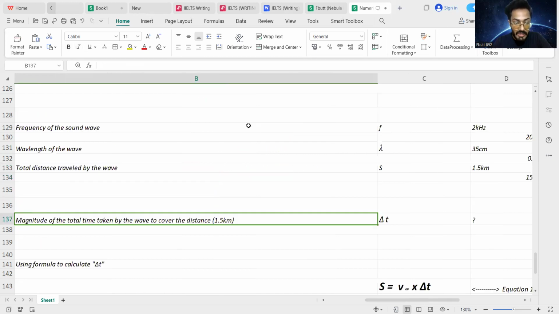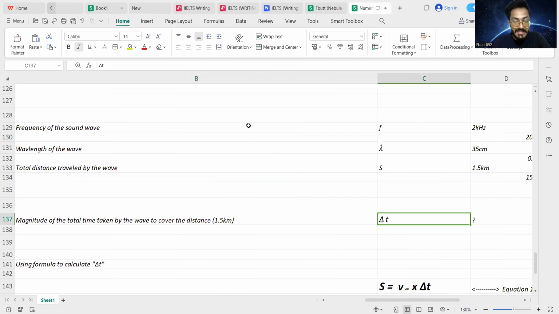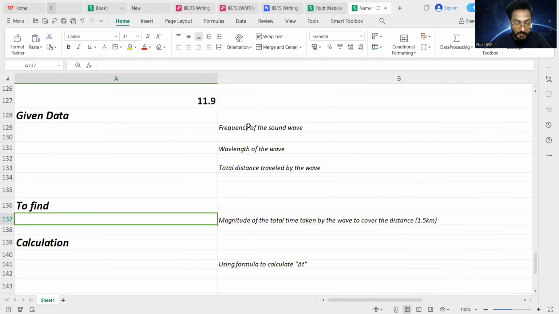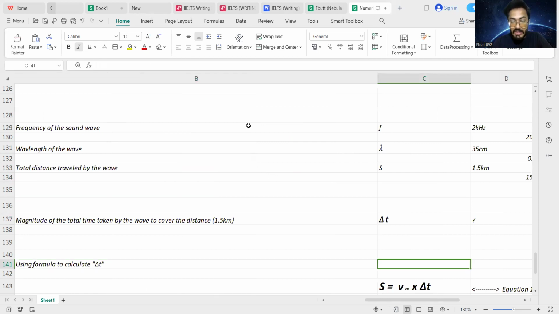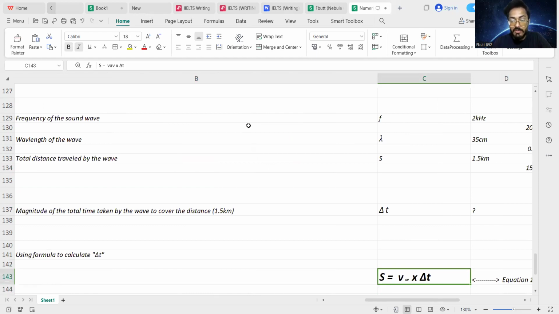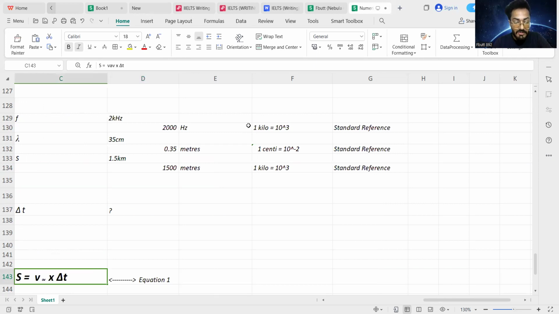So what do I have to find? I have to find the magnitude of the total time taken by the wave to cover the distance of 1.5 kilometers. Delta T I have to find. Okay. So using a formula, since I have the total distance covered by the wave and I have to find the total time taken, I can use the formula: total distance covered is equal to average speed with which the wave is traveling multiplied by total time taken. It is equation 1.